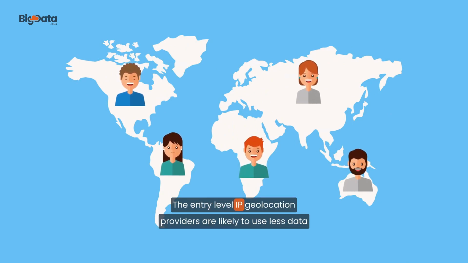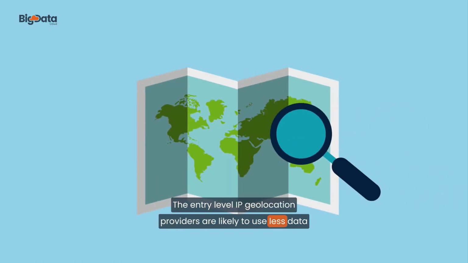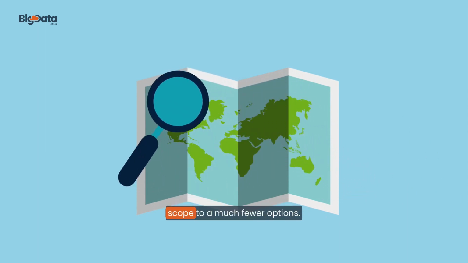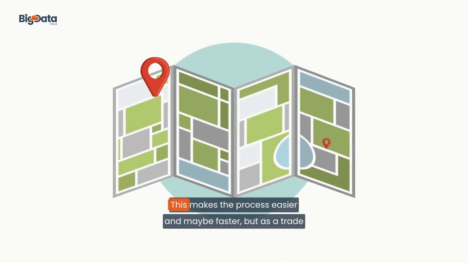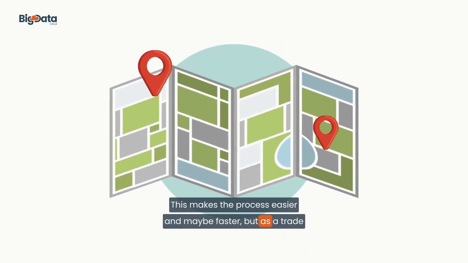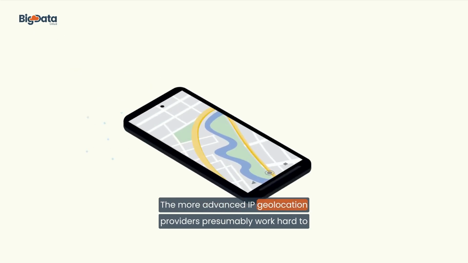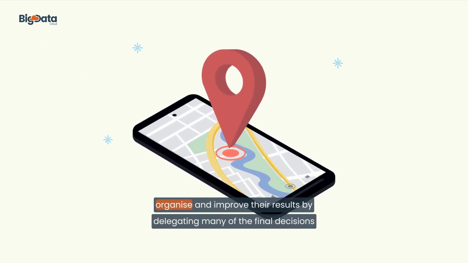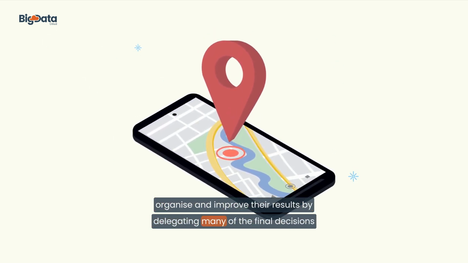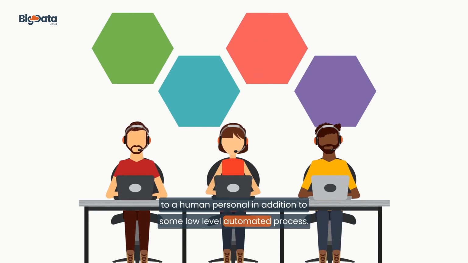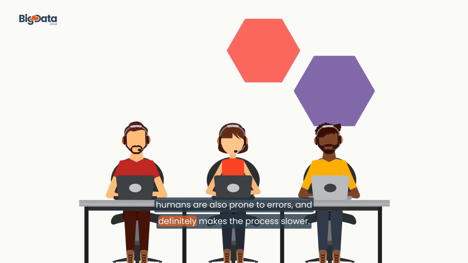The entry-level IP geolocation providers are likely to use fewer data sources, largely using WhoIs data only, which limits their decision scope to much fewer options. This makes the process easier and maybe faster, but as a trade-off, it is much less accurate. The more advanced IP geolocation providers presumably work hard to organize and improve their results by delegating many of the final decisions to human personnel, in addition to some low-level automated process. Unfortunately, manual work does not guarantee better results, as humans are also prone to errors, and definitely makes the process slower.